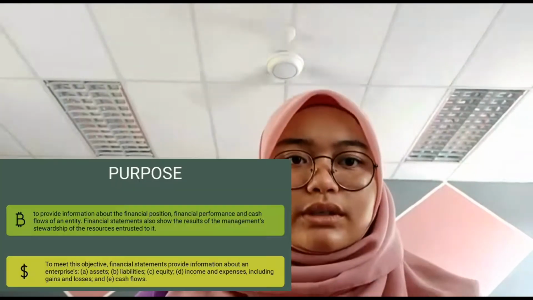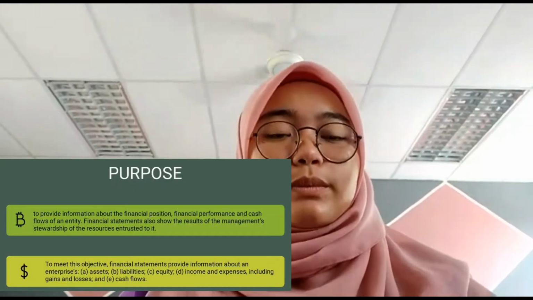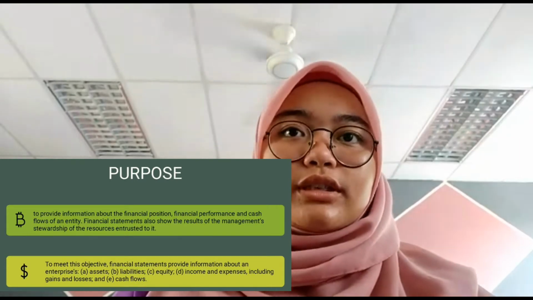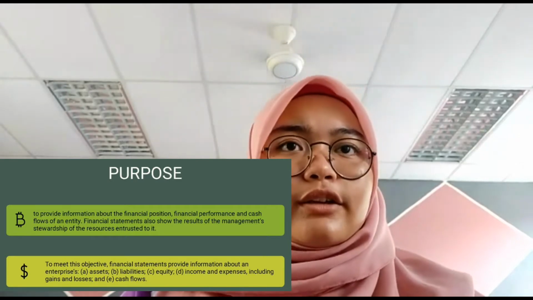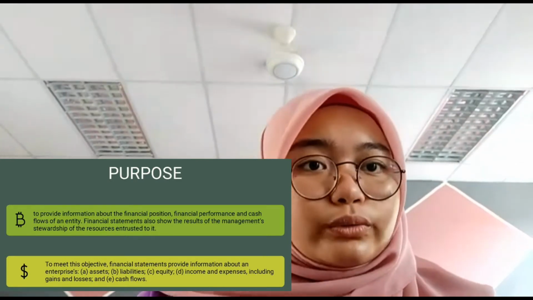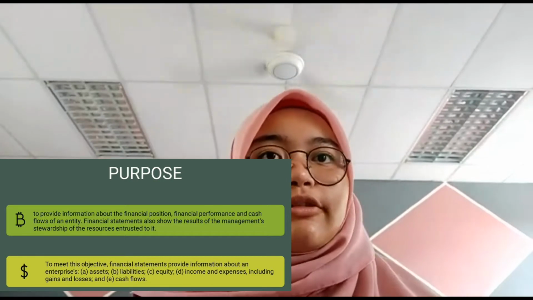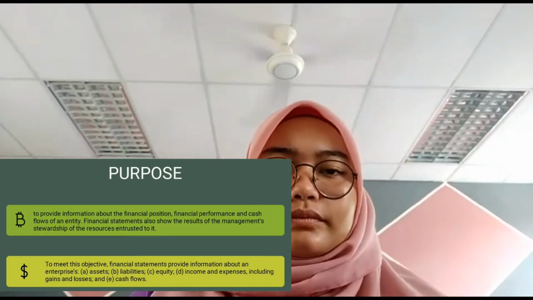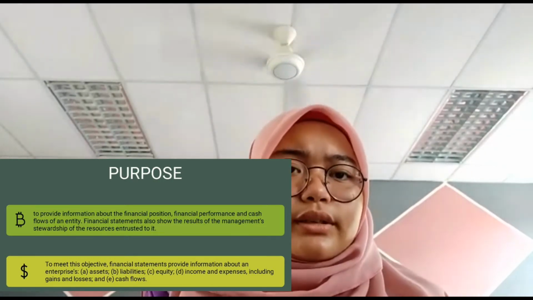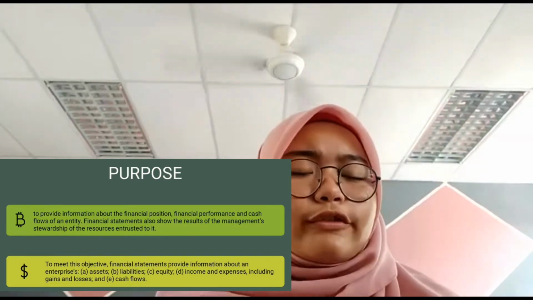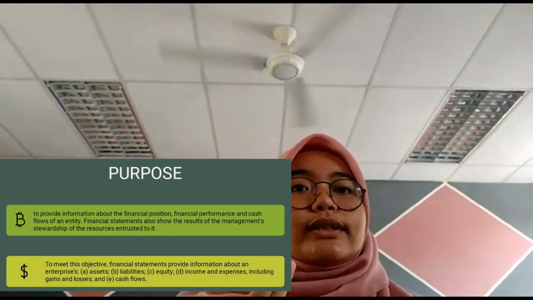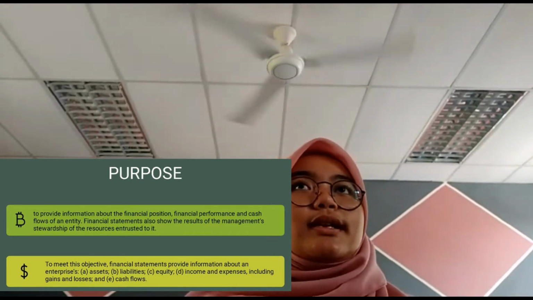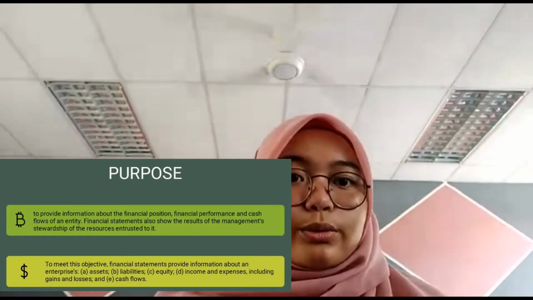So, what is the purpose in MFRS 101 actually? There are 2 types of purpose, which is to provide information about the financial position, financial performance and cash flow of an entity. Financial statement also shows the results of the management stewardship of the resources entrusted to it. To meet this objective, financial statement provides information about the enterprise such as asset, liability, equity, incomes and expenses, including gains and losses, and also cash flow.